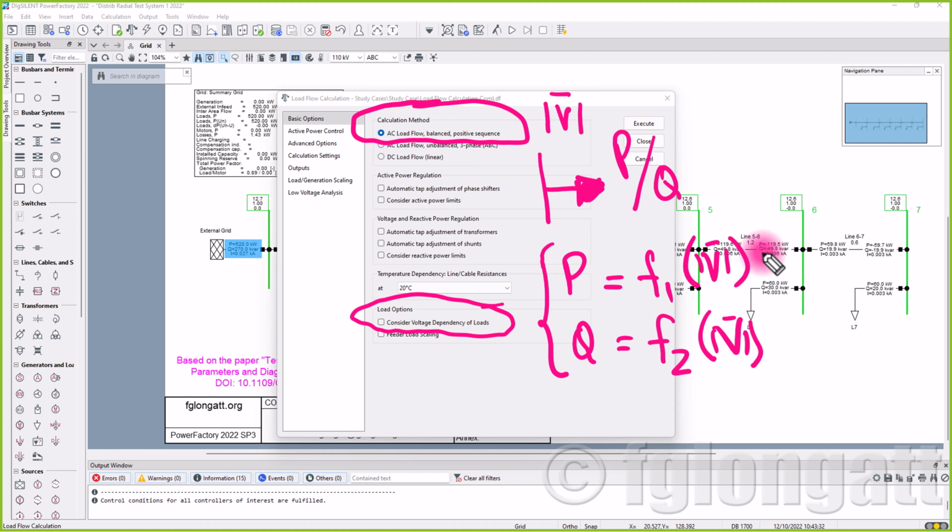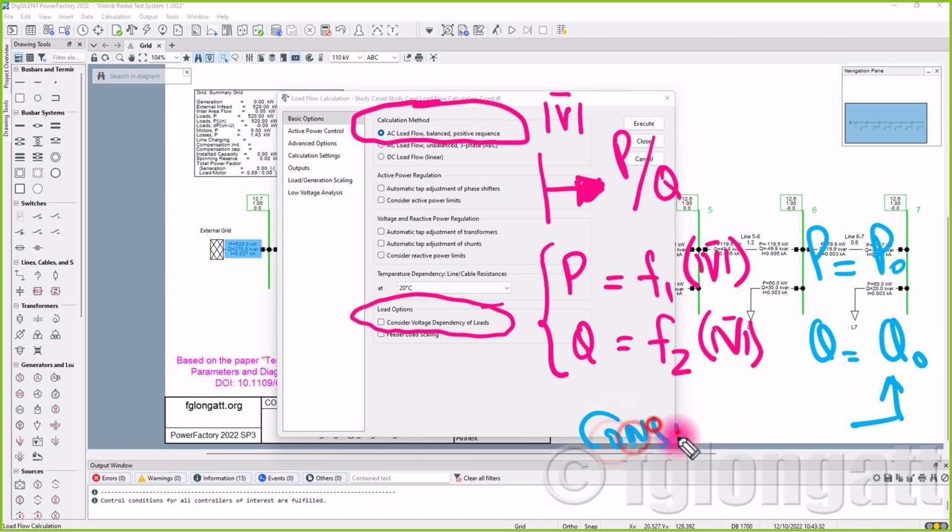classical power flow. In the classical power flow, we assume that P is P zero and Q is equal Q zero. This is known as a constant power model. What does constant power model mean? That the voltage can change, but the consumption will remain constant. And the reality is that not all the loads inside the electrical power system follow this characteristic.